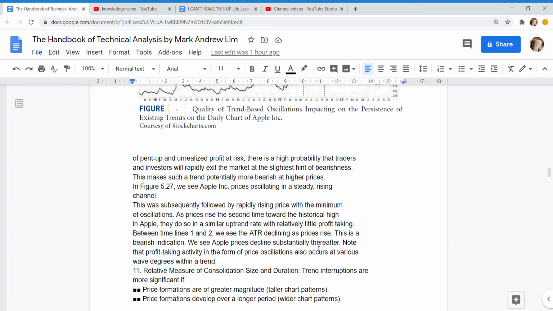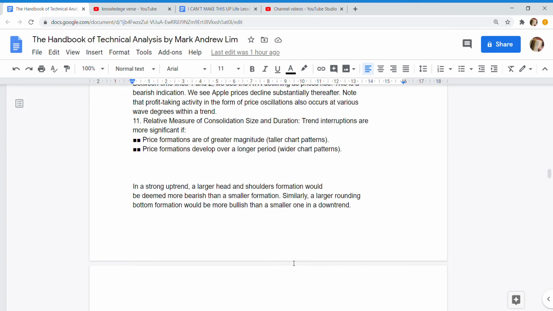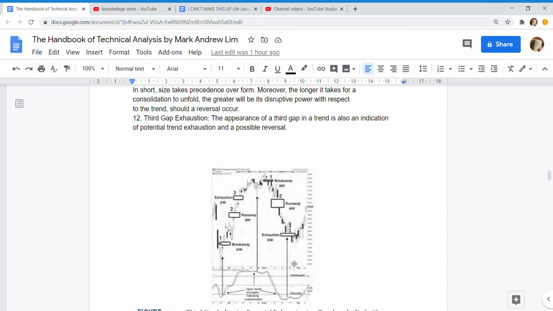11. Relative measure of consolidation size and duration. Trend interruptions are more significant if price formations are of greater magnitude, meaning taller chart patterns, or develop over a longer period, meaning wider chart patterns. In a strong uptrend, a larger head and shoulders formation would be deemed more bearish than a smaller formation. Similarly, a larger rounding bottom formation would be more bullish than a smaller one in a downtrend. In short, size takes precedence over form. Moreover, the longer it takes for a consolidation to unfold, the greater will be its disruptive power with respect to the trend, should a reversal occur.